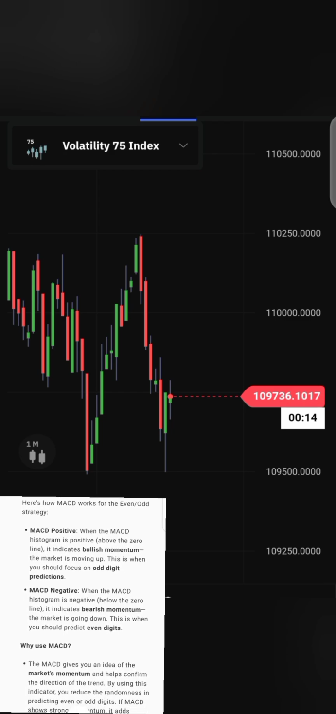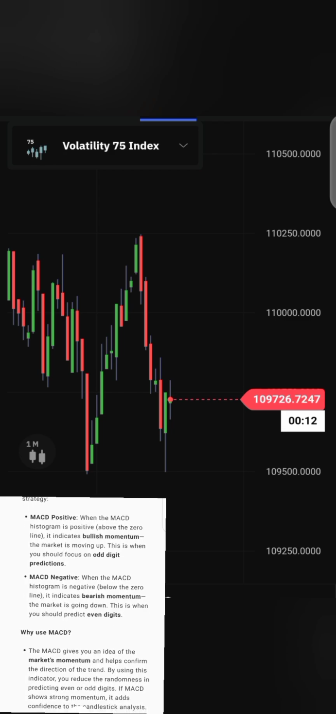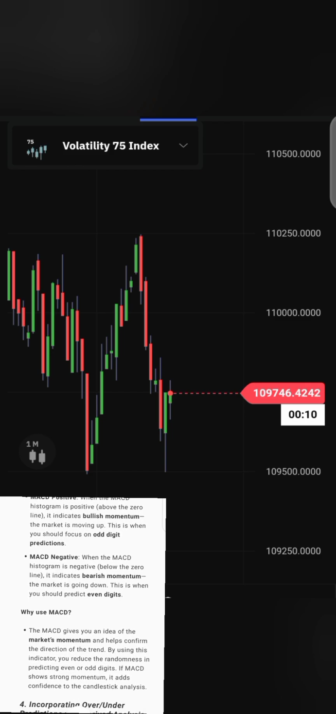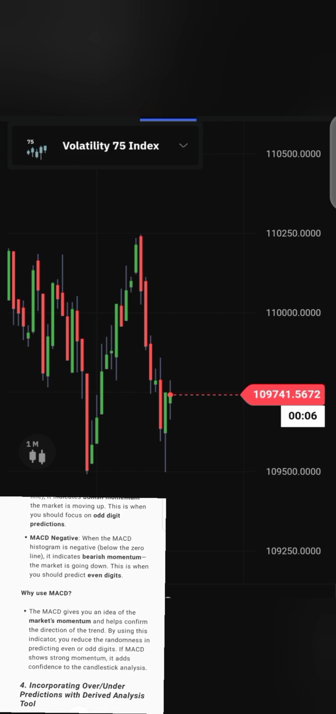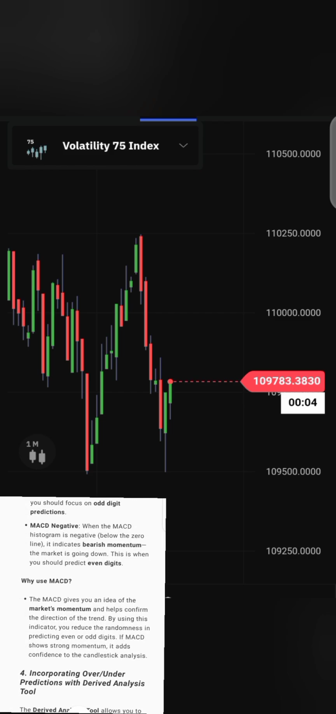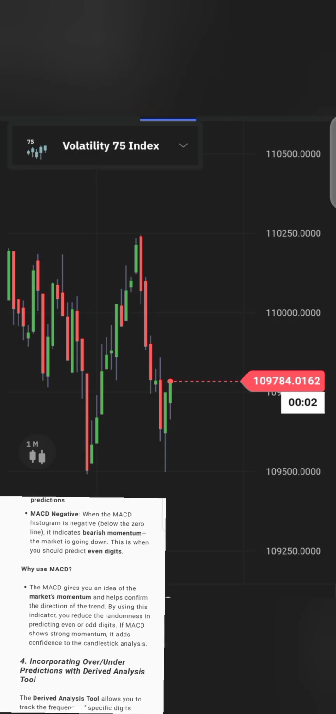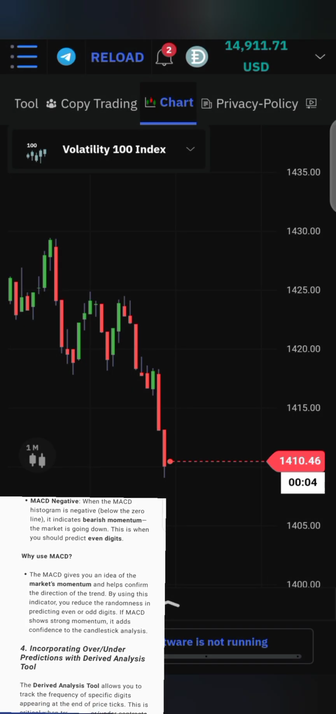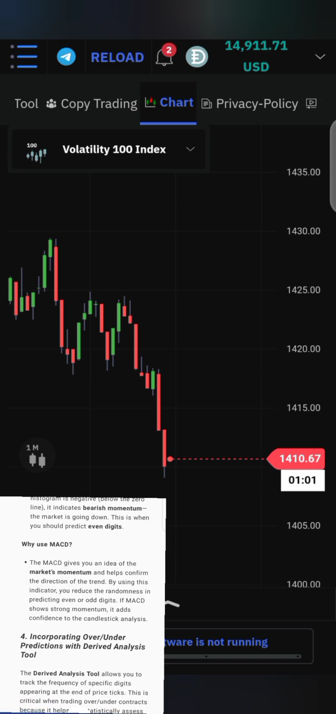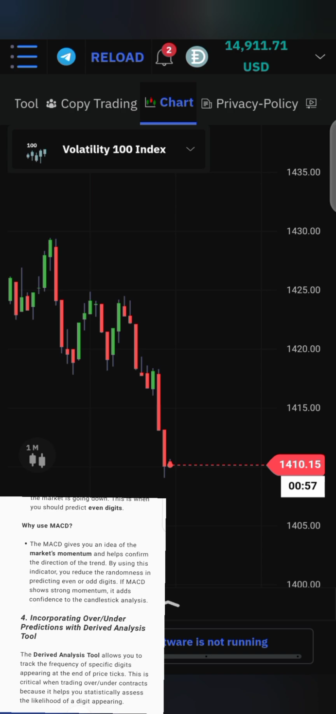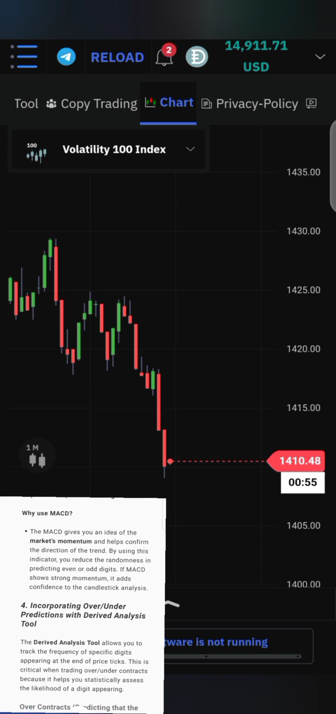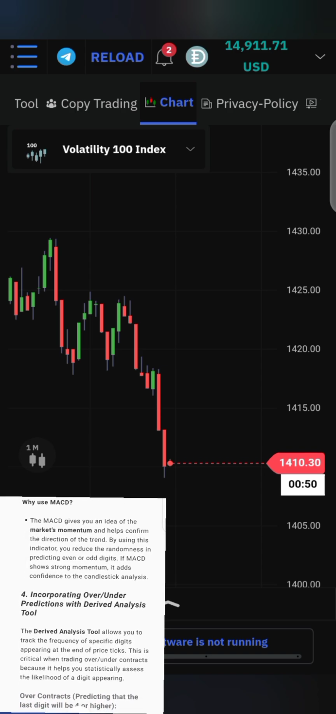Here's how MACD works for the even-odd strategy. MACD positive: when the MACD histogram is positive, above the 0 line, it indicates bullish momentum. The market is moving up. This is when you should focus on odd-digit predictions. MACD negative: when the MACD histogram is negative, below the 0 line, it indicates bearish momentum. The market is going down. This is when you should predict even digits.